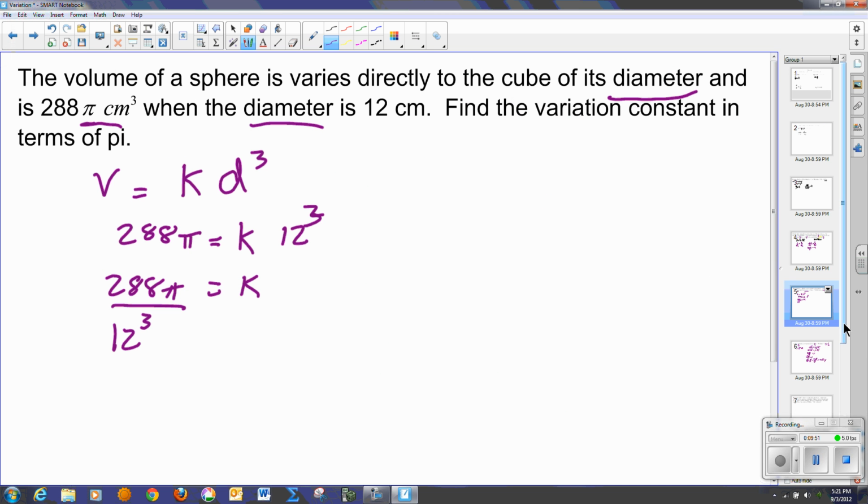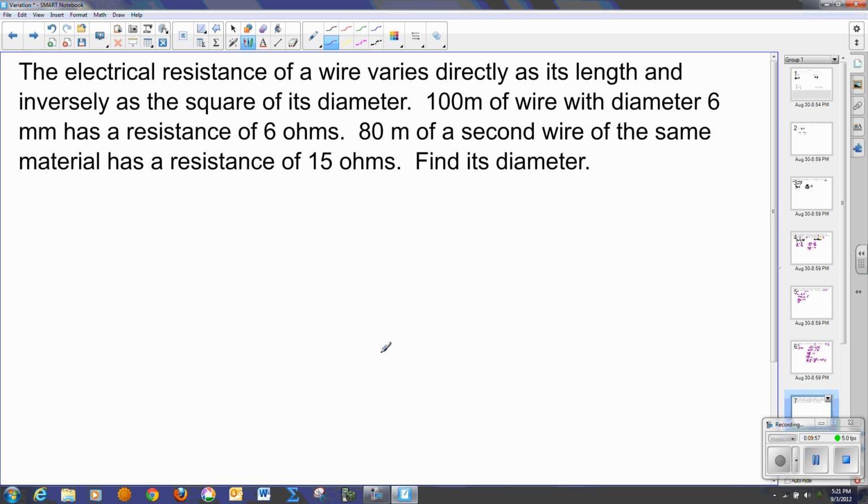Once again, let's move on. So in this case, I have the electrical resistance of a wire varying directly as its length and inversely as the square of the diameter. This is what we call a combined variation problem. We have a direct and an inverse going on at the same time.